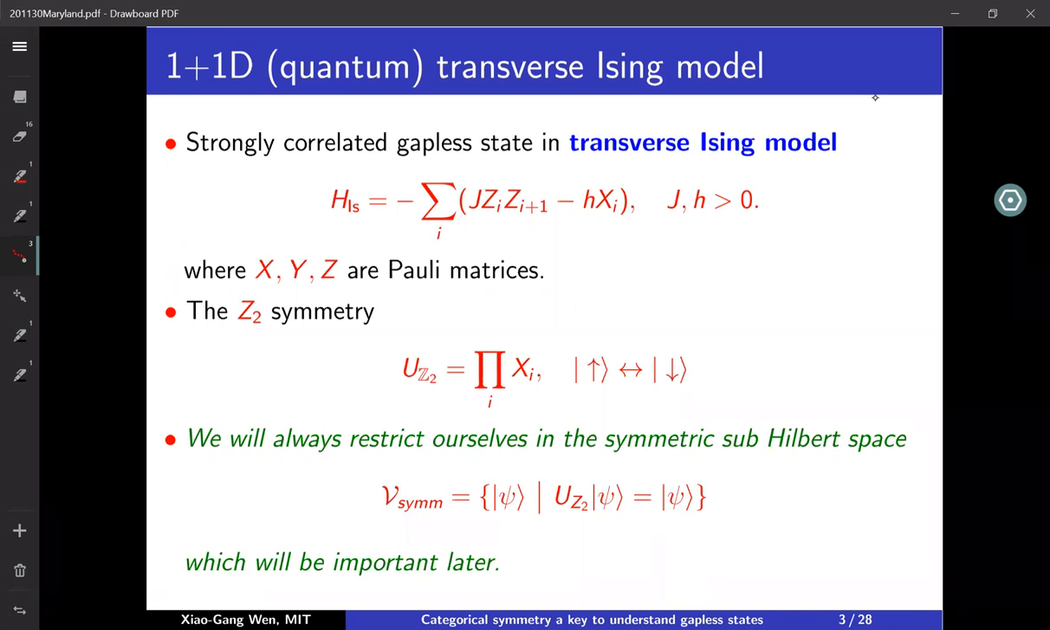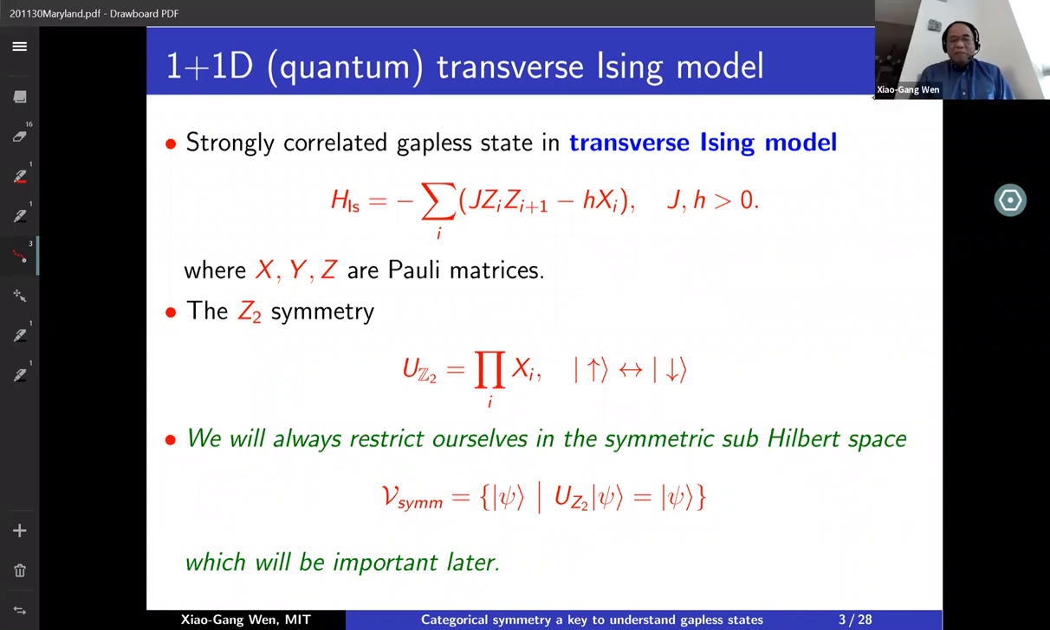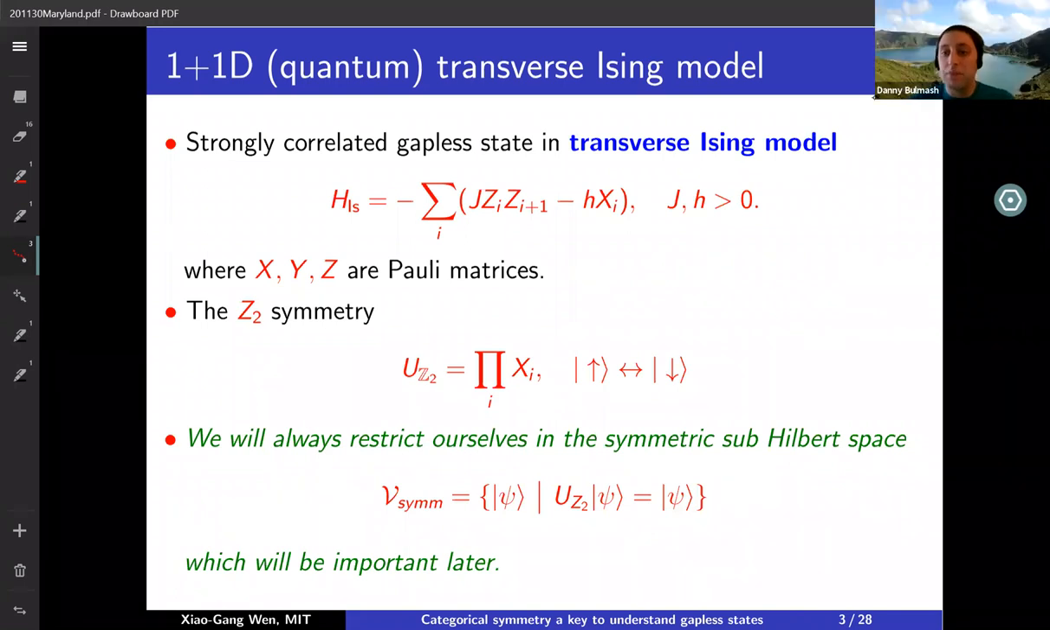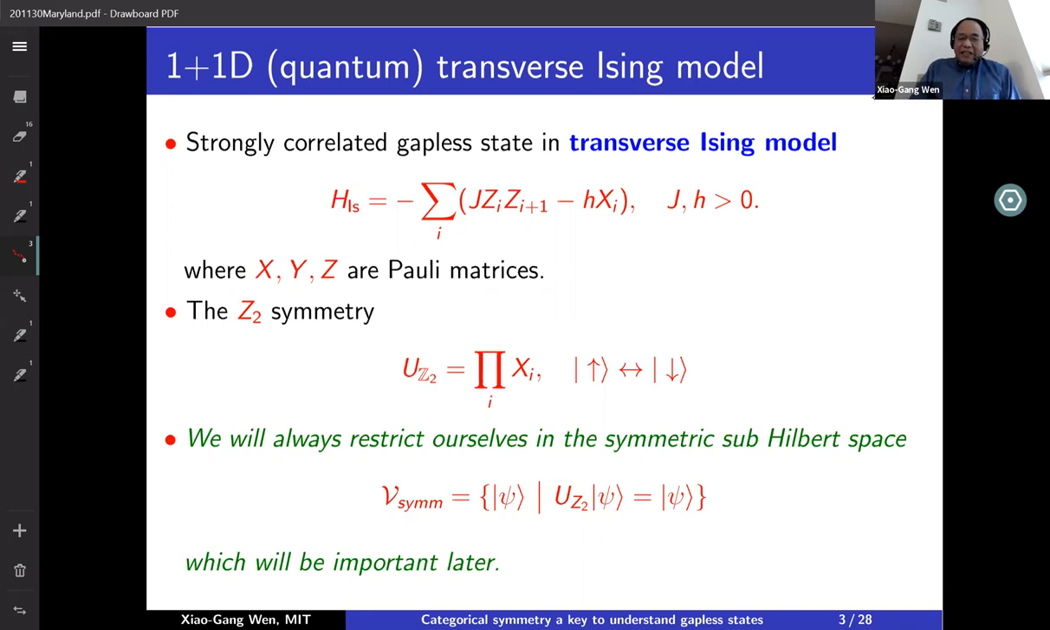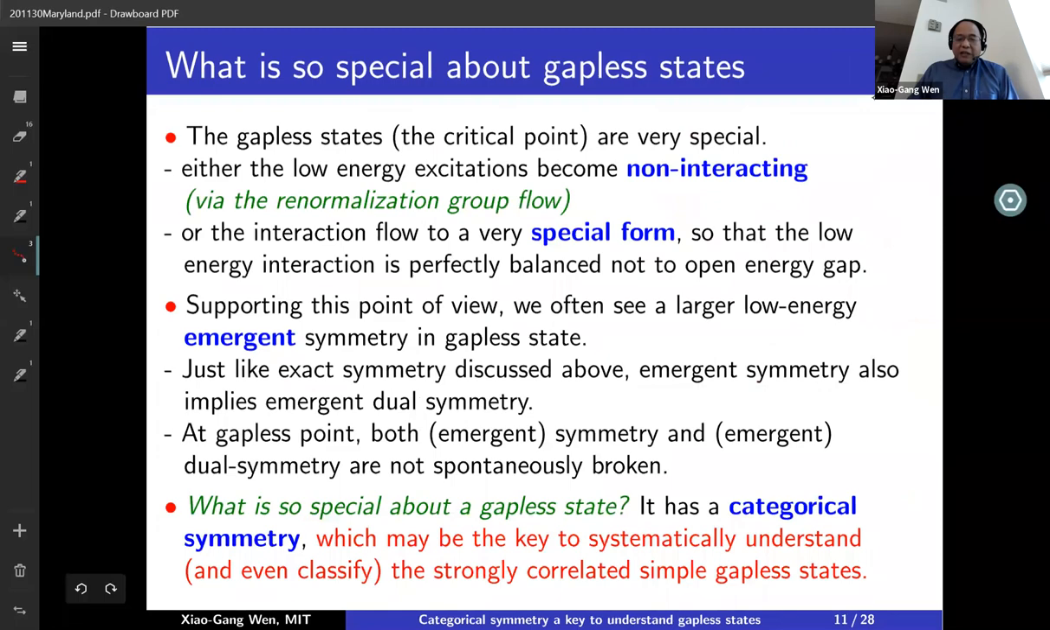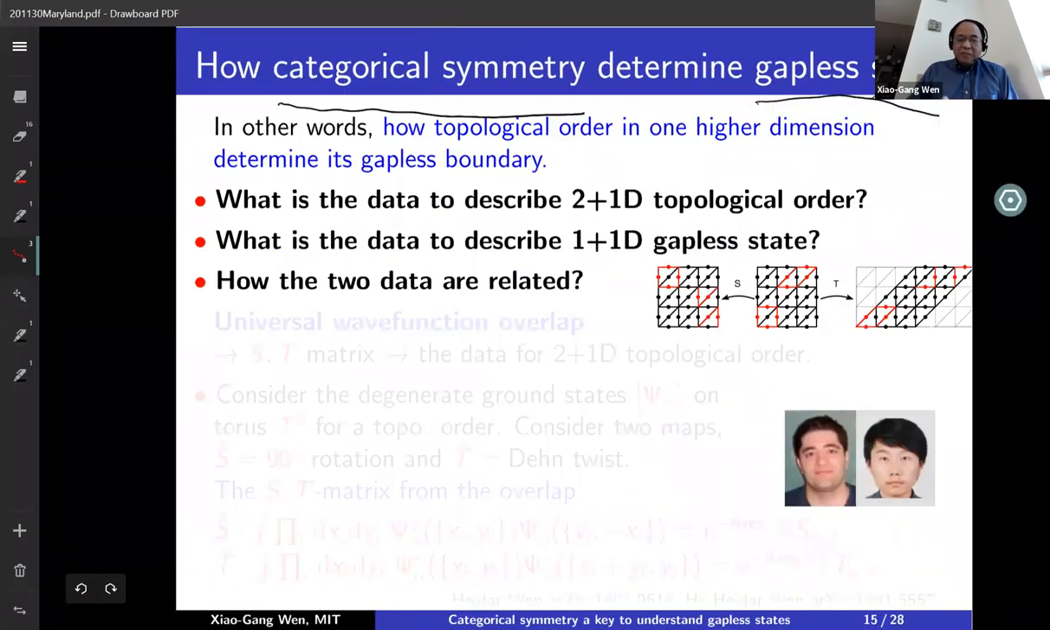Very interesting talk. Thanks. Could I actually ask a question? Does this categorical symmetry, is it useful for, or does it distinguish gapless phases from critical points? Yes, and so maybe let me tell one example, which I don't have time to talk about.